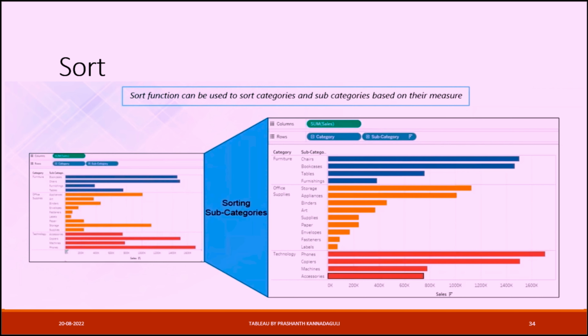Then we have another very important function, that is sort. We know that you can use sort for a category, subcategory, depending upon the values or the measure. You can perform it in increasing way, decreasing way, etc. One of them I have shown here. How exactly to do this, we'll see at a later stage.